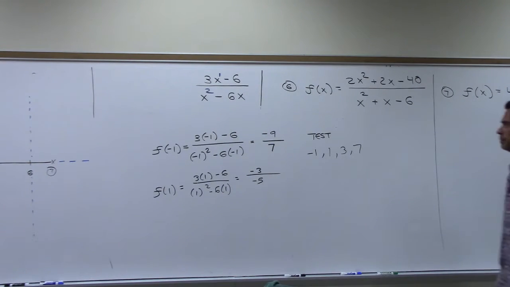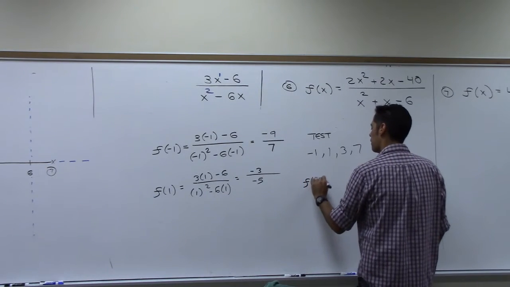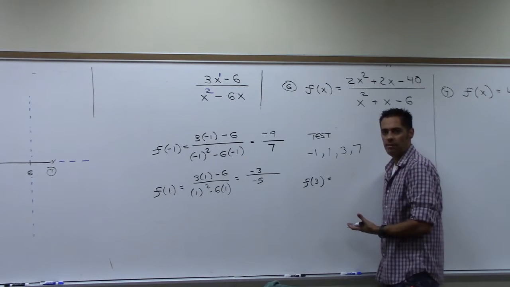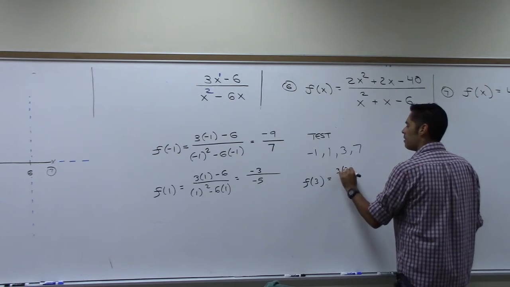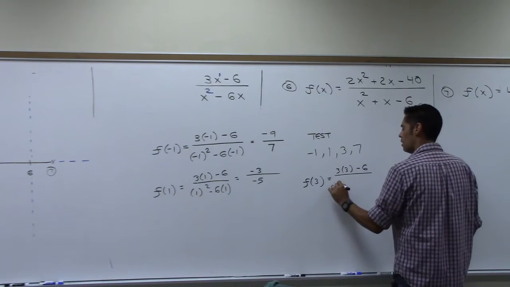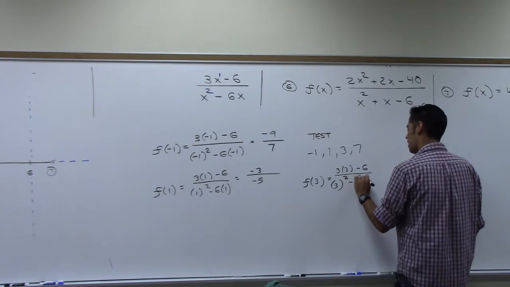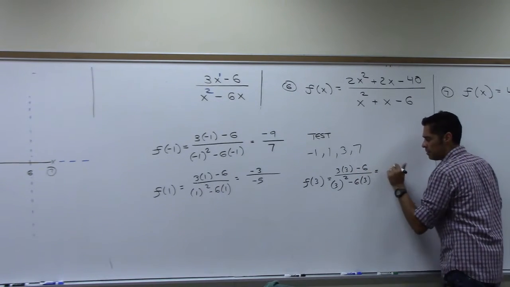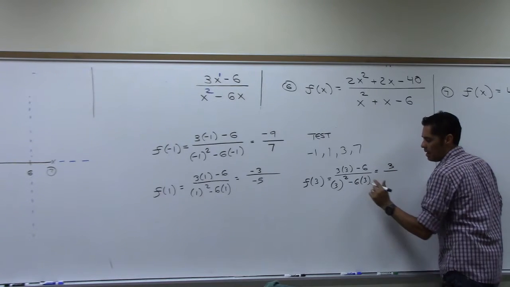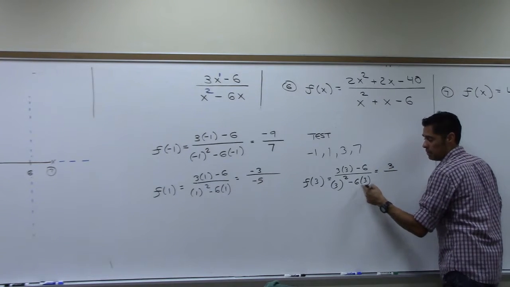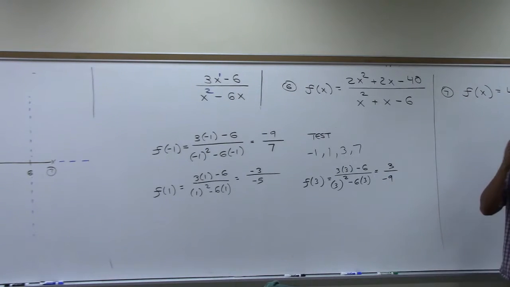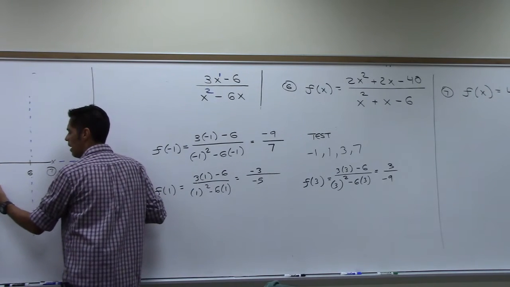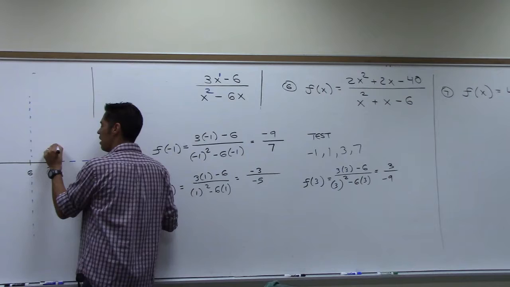Now plug in 3. This is tedious work, but it's important work, because if one of these is off, then your picture is going to be off. 3 times 3 minus 6 over 3 squared minus 6 times 3. So on top, 9 minus 6, 3. And then 9 minus 18, negative 9. It's negative. And for 7, I'm not going to show the work. It turns out to be positive.